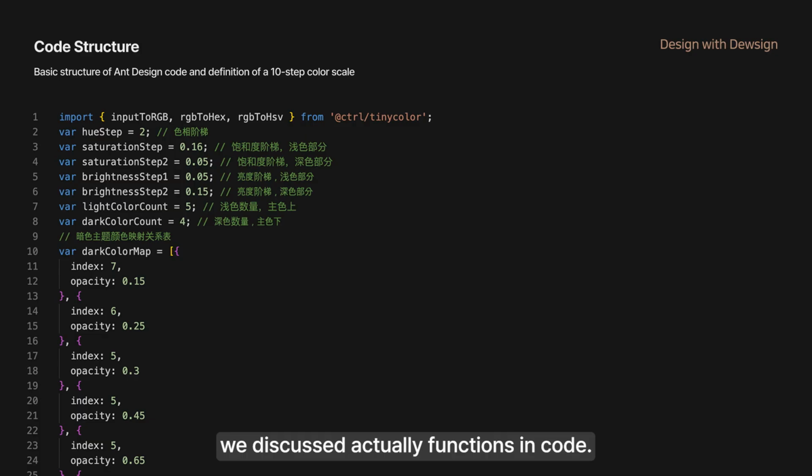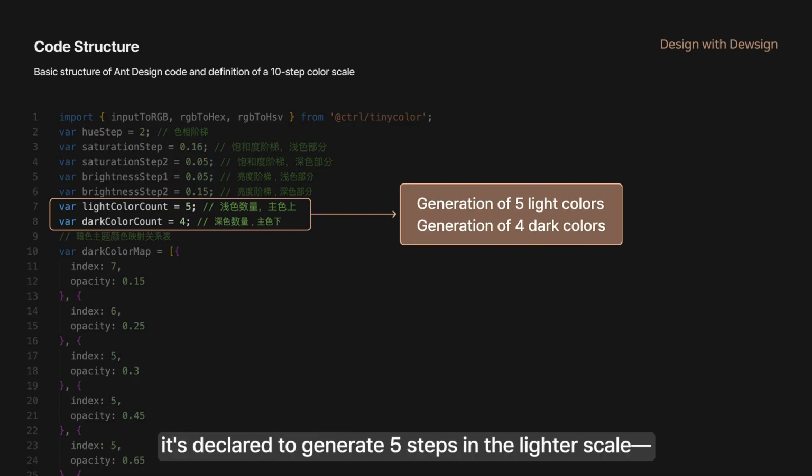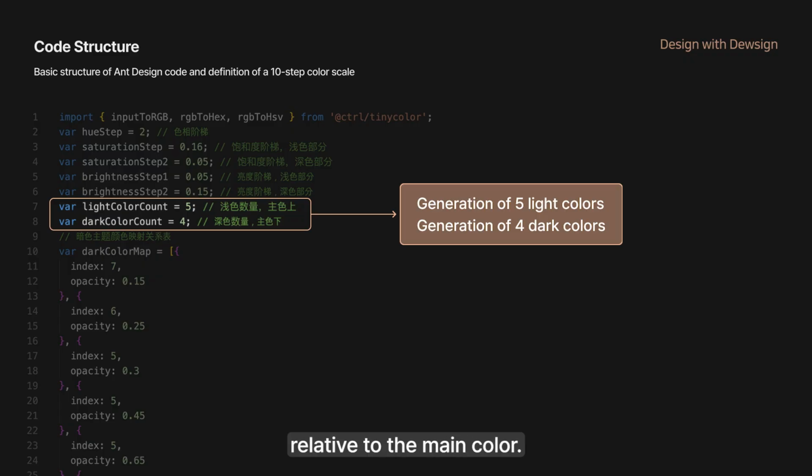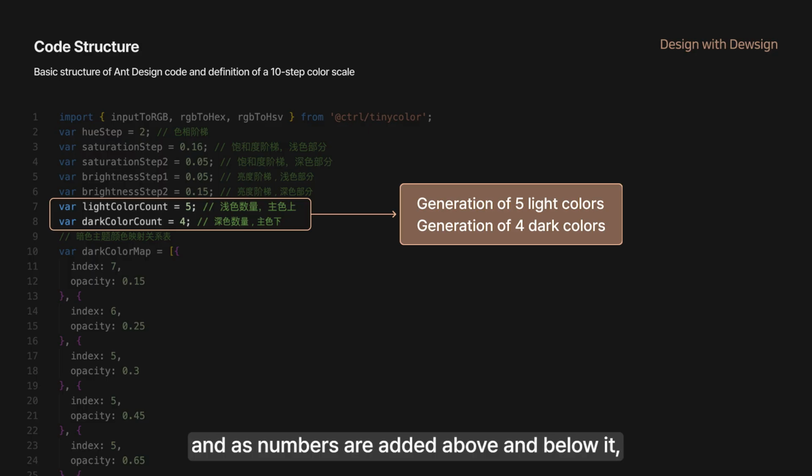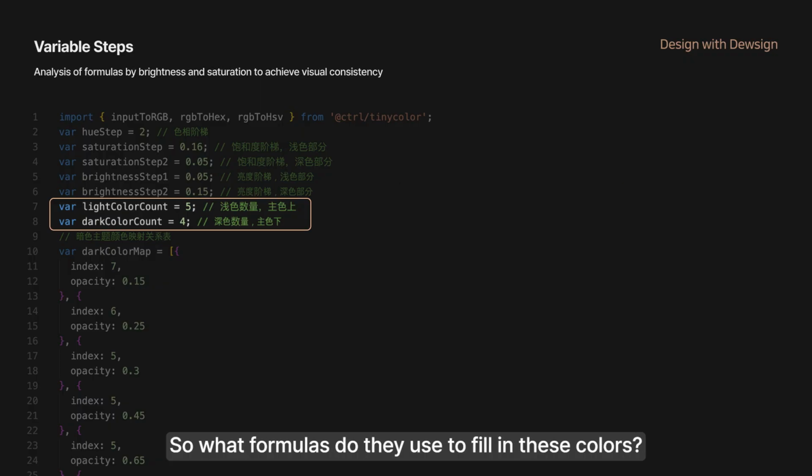functions in code. Looking at the code, it's declared to generate 5 steps in the lighter scale, the upper brightness range, and 4 steps in the darker scale, relative to the main color. In other words, the core color you input is defined as the base color in slot number 6, and as numbers are added above and below it, a complete 10-step scale is automatically formed. So, what formulas do they use to fill in these colors?